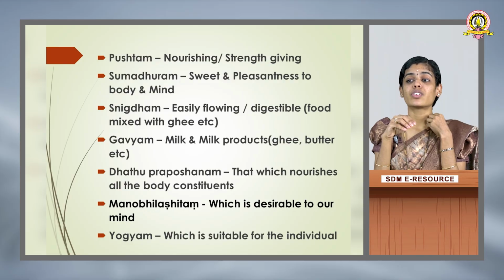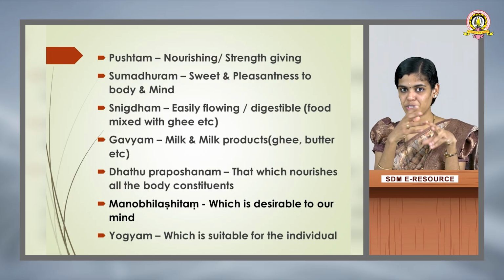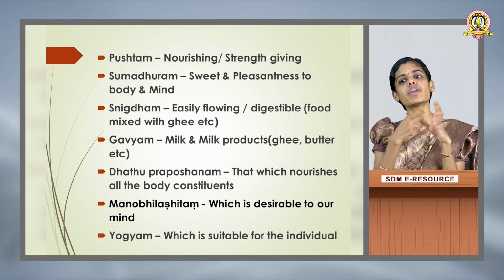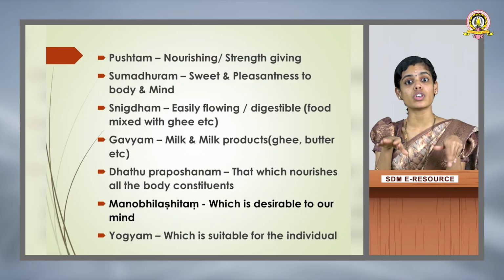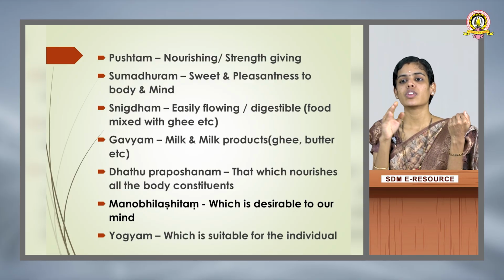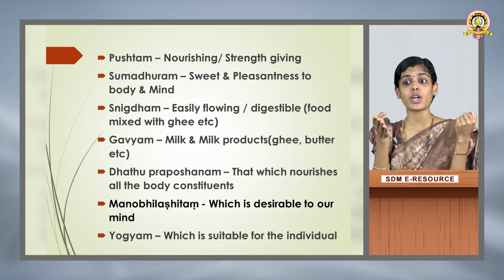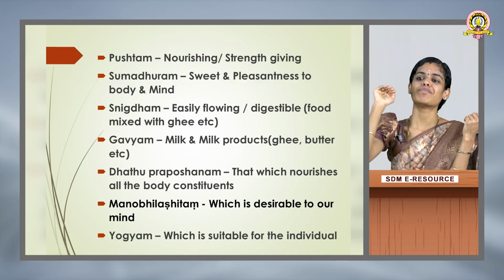Snigdam means if we mix ghee and so on, the food becomes easily digestible; it will have snigdha guna. Then gavyam means milk and milk products. Then dhatu proportionam means the food you choose should nourish all the sapta dhatus. Then manobhilashitam, which is liking to his mind.